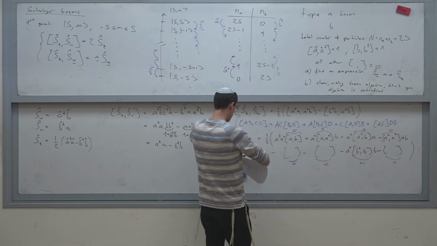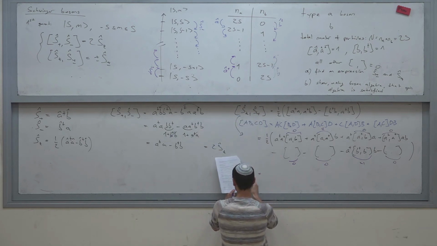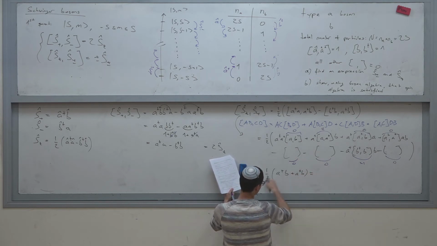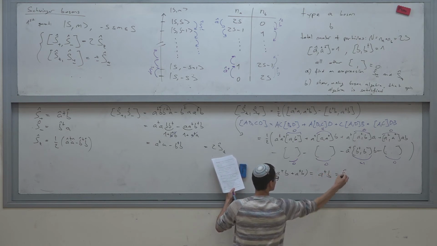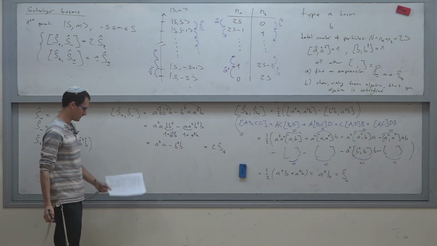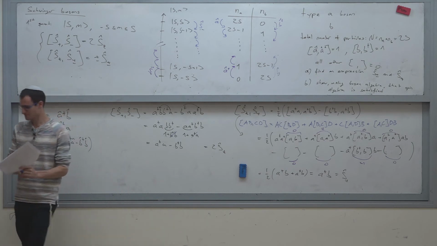Let's put this all together. So we get 1/2 A dagger B minus is plus A dagger B. This is just 2 A dagger B divided by 2. This is A dagger B. And this is the way we define our S plus. So it works. Convinced? Cool. Good job.